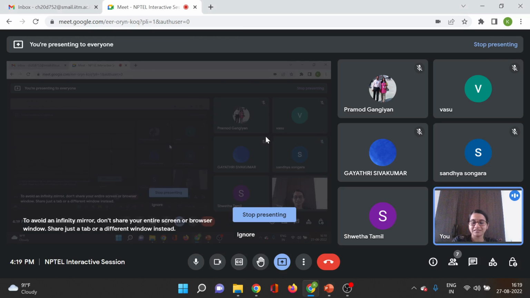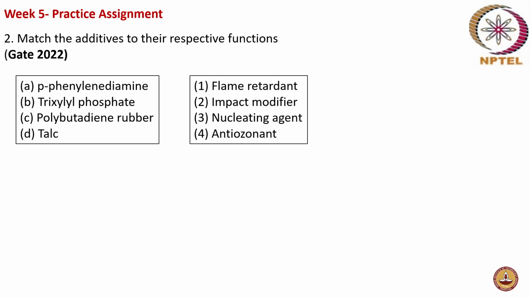Yes, yes. So as Mr. Pramod said, and now Sandhya also told, it is an impact modifier. Polybutadiene rubber is an impact modifier. Whenever you think of rubber, just imagine putting an impact on it and having some other material in front of it. It will take the impact, right? For example, your car bumper and all, right? Yes, ma'am. So that is an impact modifier.